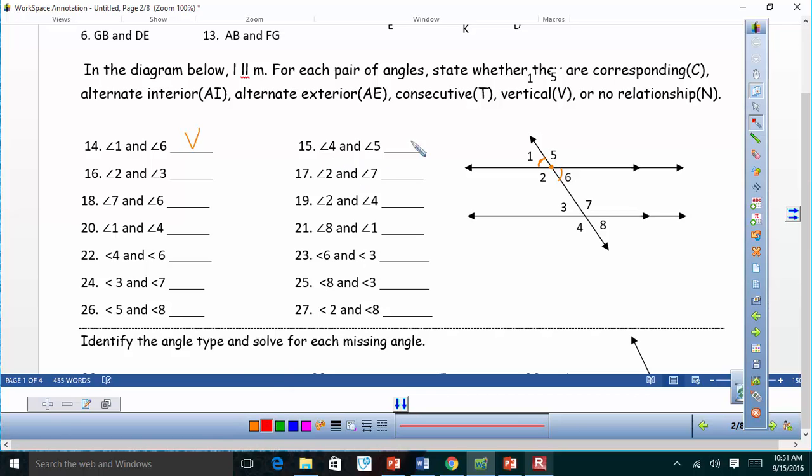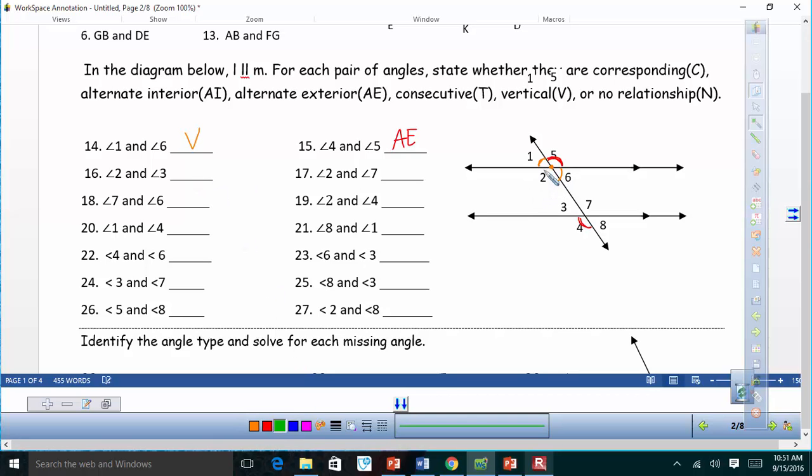Okay, what about 15? We have 4 right here and 5 here. Are those corresponding? Alternate interior? Alternate exterior? Yes. This would be alternate exterior because they are on the outside of the parallel lines on opposite sides.